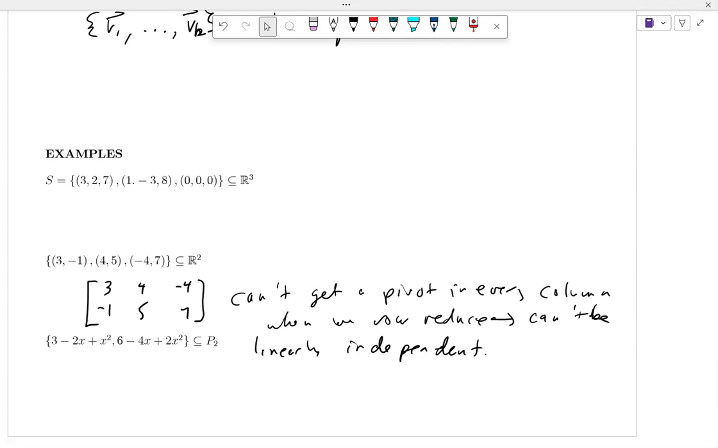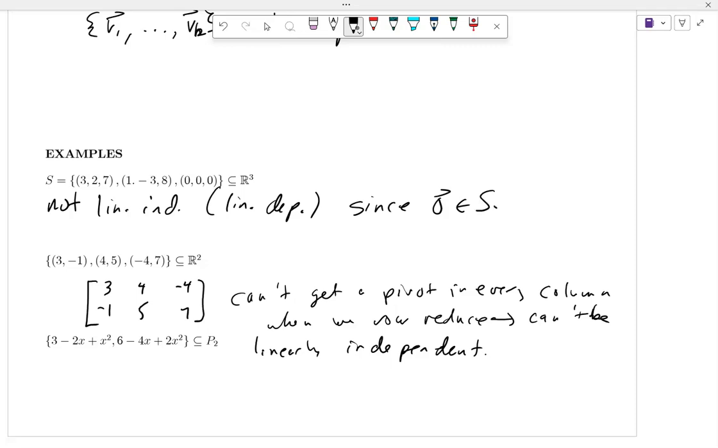Let's look at these couple of examples. We already did one last time. If we look at the second example, I know we set up the matrix, but using this theorem, we wouldn't have had to. We're in R2. How many vectors? 3. There's too many. It's not linearly independent, it has to be linearly dependent. What's wrong with the first one? We've got the 0 vector, right? This is not linearly independent, or you can say it's linearly dependent. Those mean the same thing, since the 0 vector is in your set.